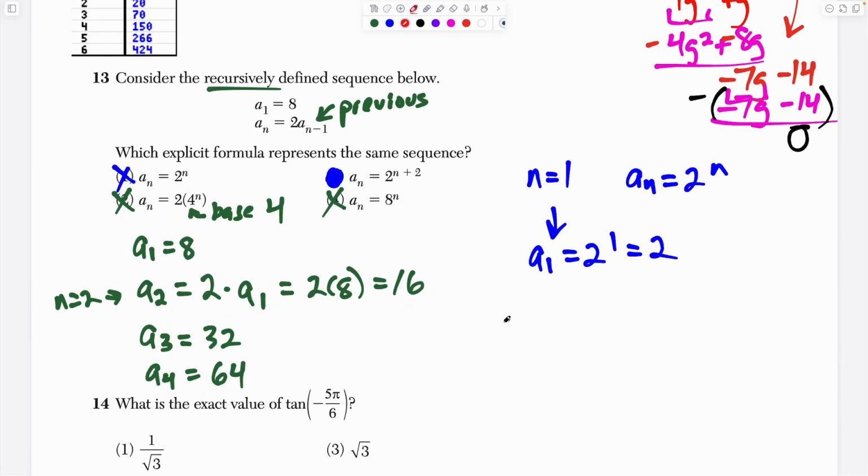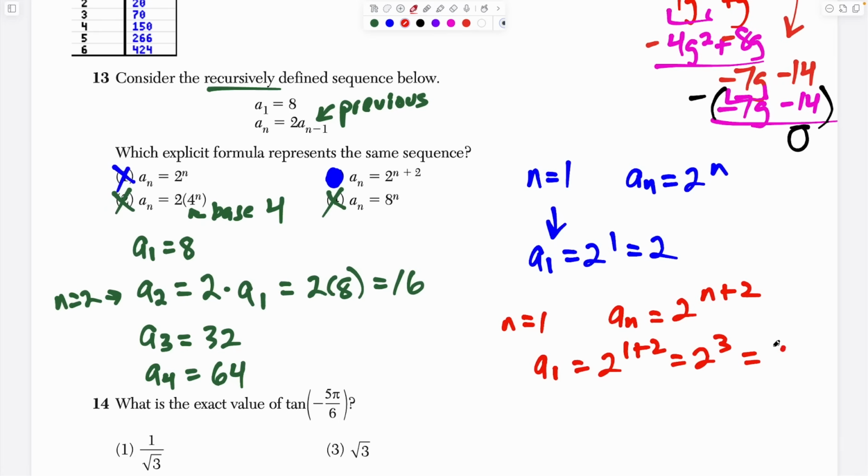So I plug in, let's say n equals 1, I have a sub n equals 2 to the n plus 2 power. And for this one, I get a sub 1 equals 2 to the 1 plus 2, which is 2 to the third power, and 2 times 2 times 2 is 8. So right away, that one matches with the first term. If I want to see what happens if I, let's say, plug in n equals 3, that would give me a sub 3 equals 2 to the 3 plus 2, which gives me 2 to the 5th power. And 2 to the 5th power, if you punch that into a calculator, is going to give you 32. So the formula for choice 3 is definitely checking out.